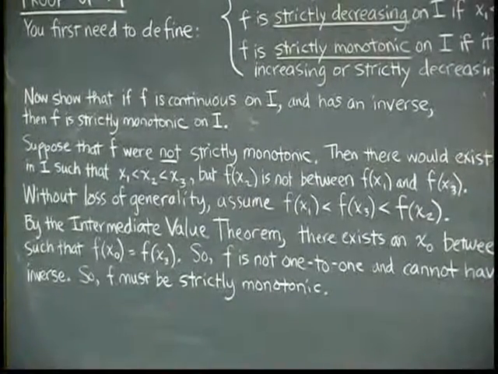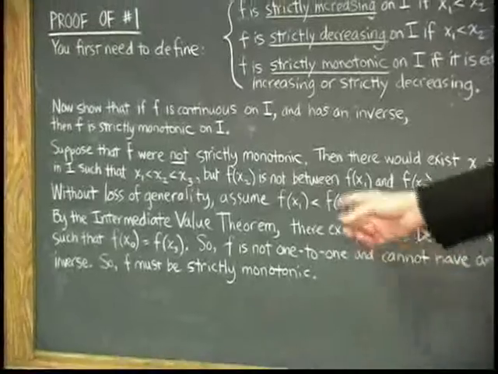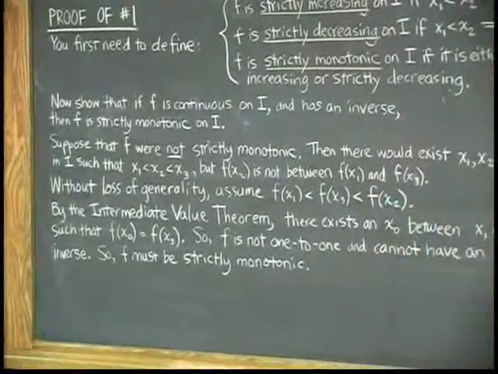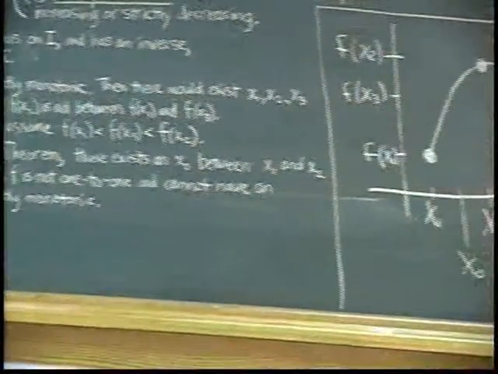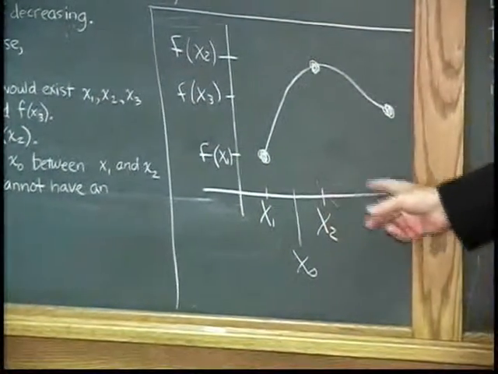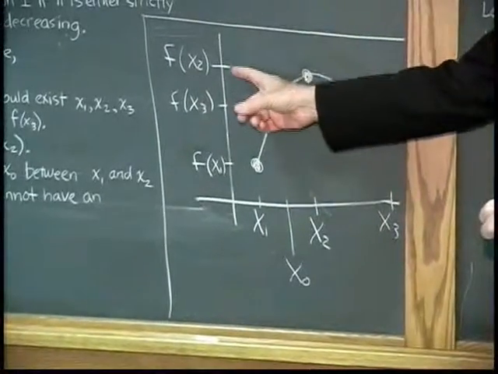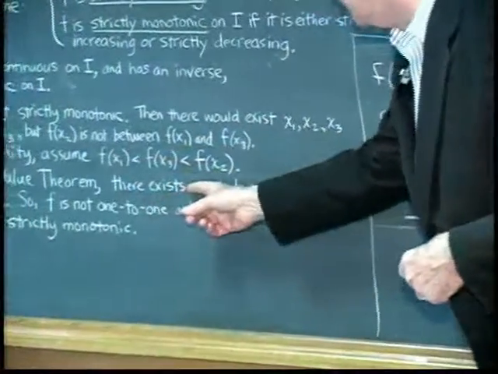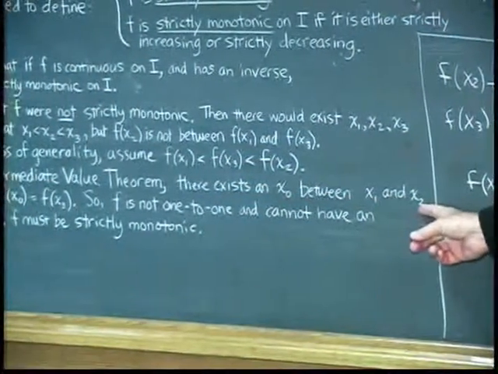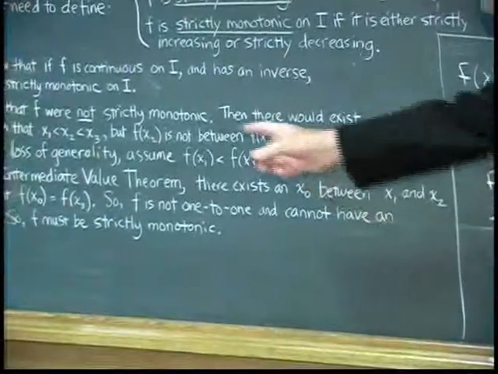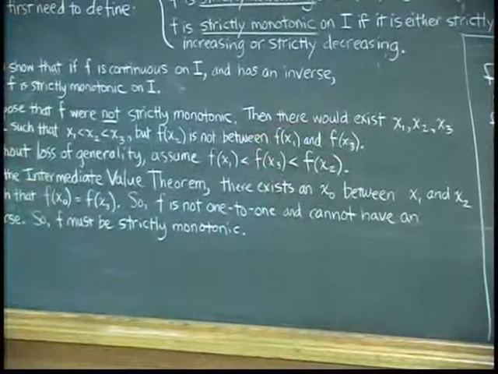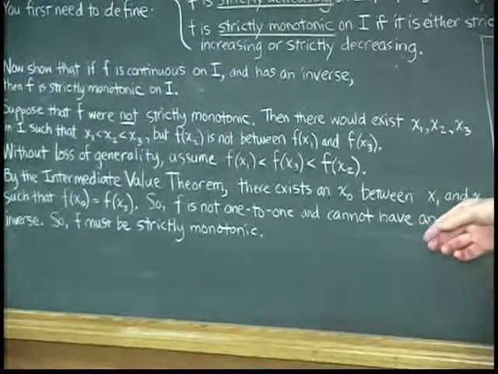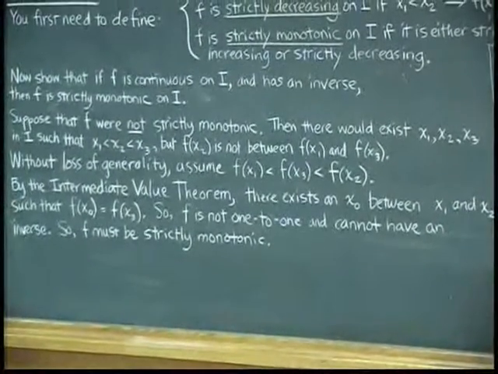And in fact, without loss of generality, why don't we assume that f of x1 is less than f of x3 is less than f of x2, as indicated in the diagram here. Here's x1, x2, x3, f of x1, f of x2, f of x3. Well, by the intermediate value theorem, there exists an x0 between x1 and x2, such that f of x0 equals f of x3, so f is not one-to-one and cannot have an inverse, so f must be strictly monotonic.